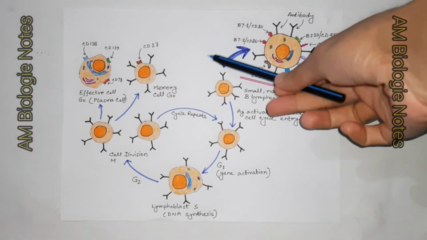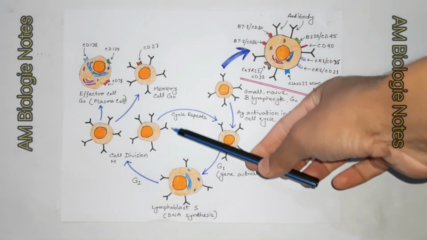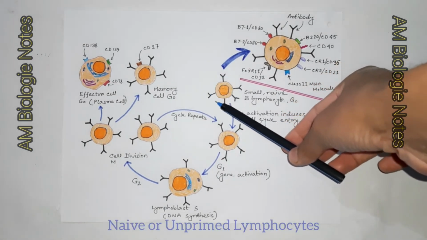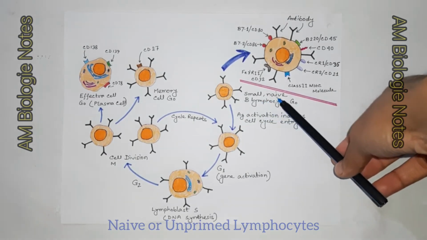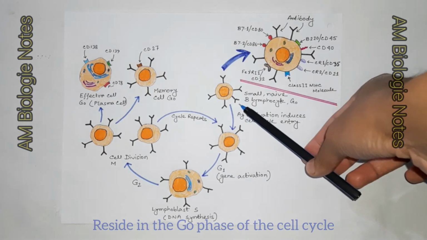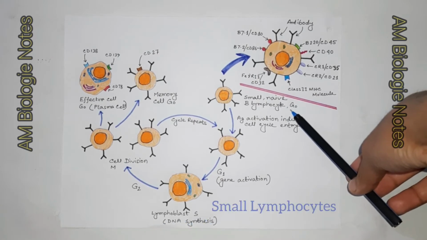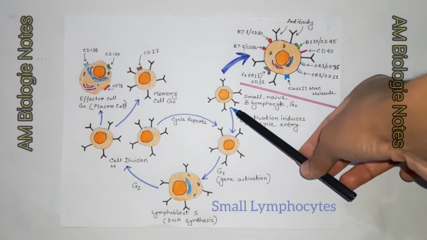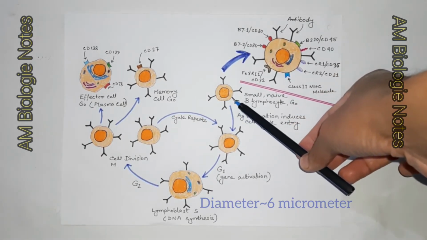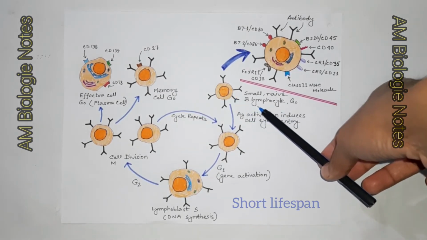This is a diagram showing the structure and fate of antigen activated B lymphocytes. B lymphocytes that have not interacted with the antigen are referred to as naive or unprimed lymphocytes. They are resting cells and reside in the G0 phase of the cell cycle. They are also known as small lymphocytes. Their diameter is only about 6 micrometer. These naive lymphocytes generally have a short lifespan.